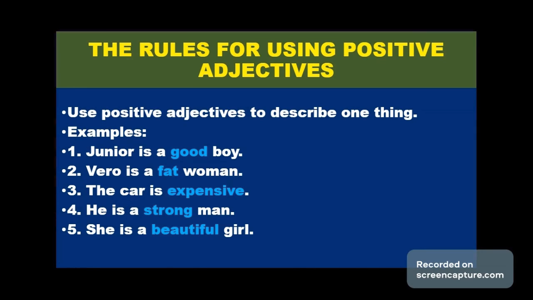Example 4, he is a strong man. When we are describing one man, we can say he is strong or he is a strong man. Example 5, she is a beautiful girl. We are talking about one girl. So we say she is beautiful or she is a beautiful girl.